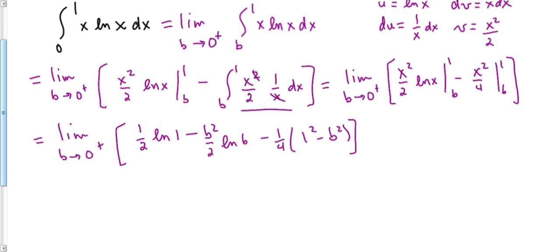And now we're ready to substitute in for b. Well, first of all, this term here is going to be equal to 0 because the natural log of 1 is equal to 0. And now when we substitute in for b approaching 0, this whole term is going to go to 0 as well because of the b squared in front. This is going to go to 0 as well, and it's going to leave me with -1/4.